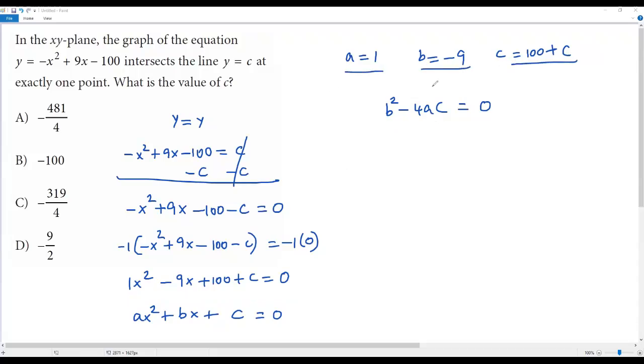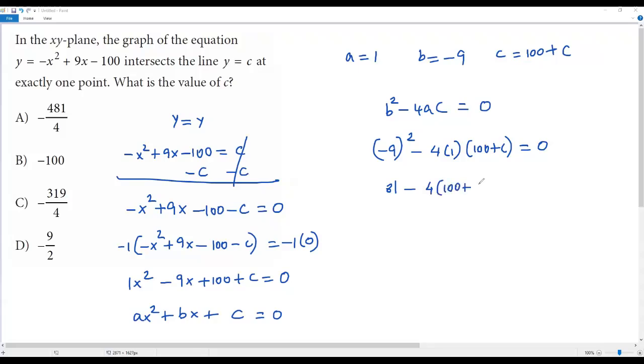For b we plug in negative 9, so we get negative 9 squared minus 4 times a, which is 1, times c, which is 100 plus c. Let's simplify. Negative 9 squared becomes 81. Then we have 81 minus 4 times (100 plus c) equals 0. Distributing the negative 4, I get negative 400 and negative 4c. Combining 81 and negative 400, I get negative 319 minus 4c equals 0.